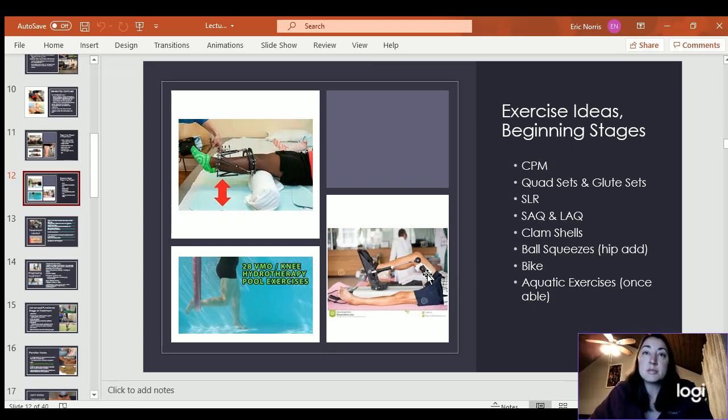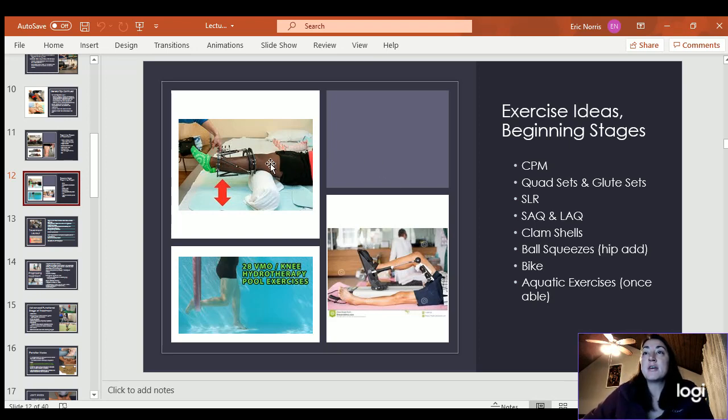Quad sets and glute sets, remember, are isometric contractions of those muscles to start strengthening, maintaining the strength they do have while they're sedentary. Straight leg raises, so just keeping the leg locked into extension and raising up, can help strengthen the quad and the hip flexor as well. We're trying to target the quad. And of course, if you rotate your foot laterally just slightly, then you are increasing the focus on the VMO specifically.